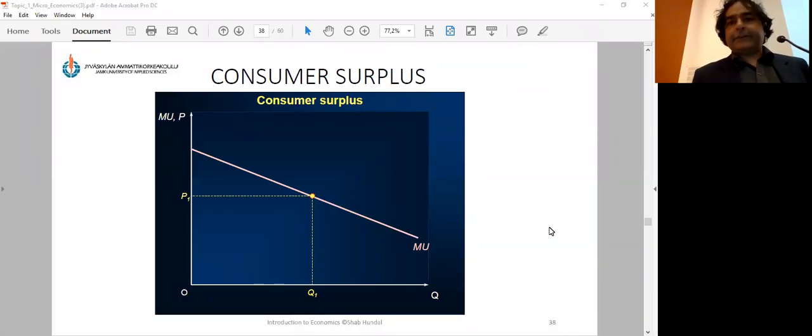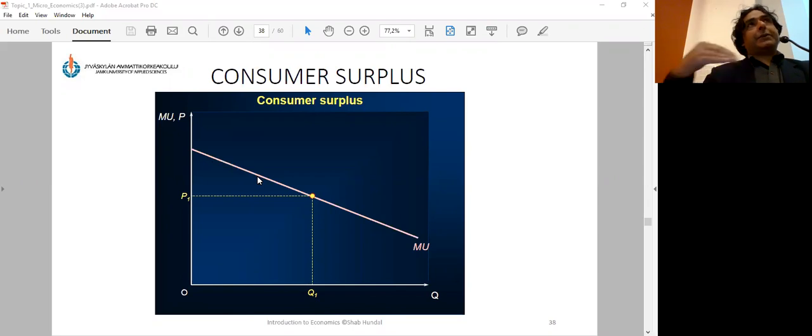Yes. So in our pre-break period, we talked about the consumer surplus, and now we can show the consumer surplus illustratively. You can see that this is the marginal utility curve, which is declining, going down, and the marginal utility curve shows the maximum price which you are willing to pay.